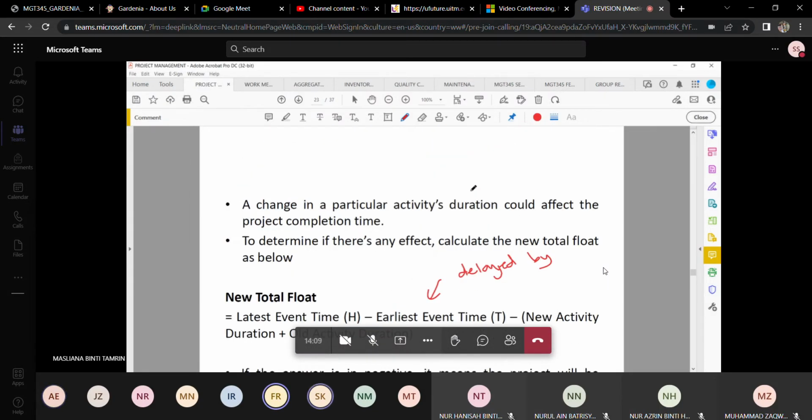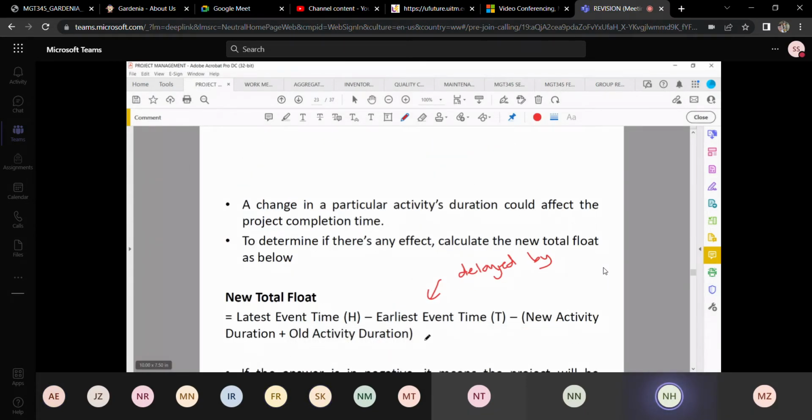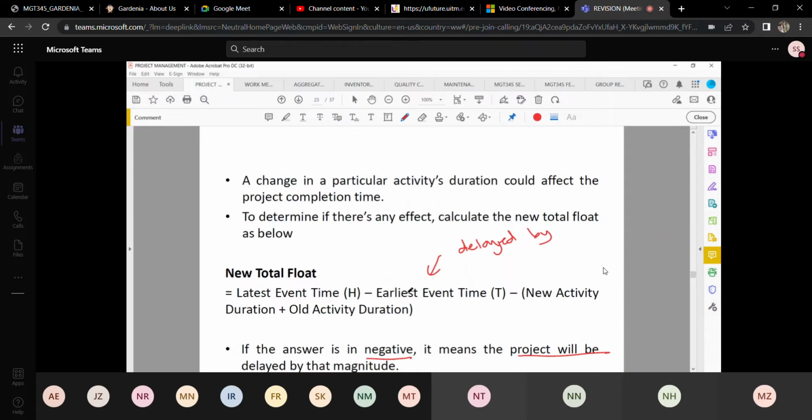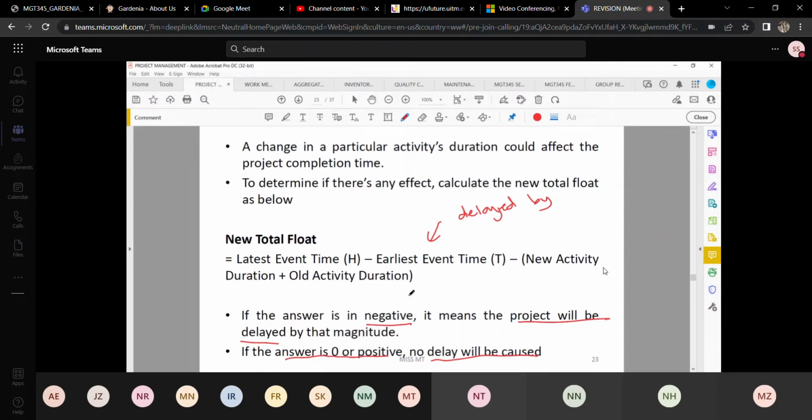Clear, madam. Okay, and then this slide only will be used if the question asks you about the activity, if the activity is delayed by. Kalau delayed by, you akan gunakan this slide, which is you need to find the total float. You add the old duration with the new duration. Latest event time head minus earliest event time tail minus the both duration, which consists of the old duration plus with the new duration.